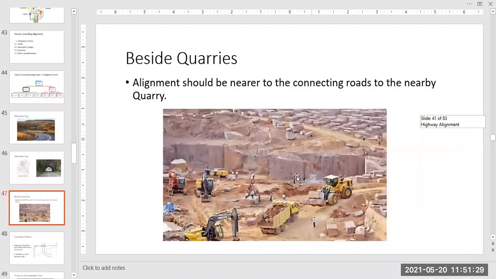The next positive obligatory point we are going to discuss is quarries. When there are quarries or construction sites nearby, we shall lay the road nearby the quarry. That means we are getting nearer to the obligatory point. Do you have any idea why we need to construct a road nearer to these quarry sites?